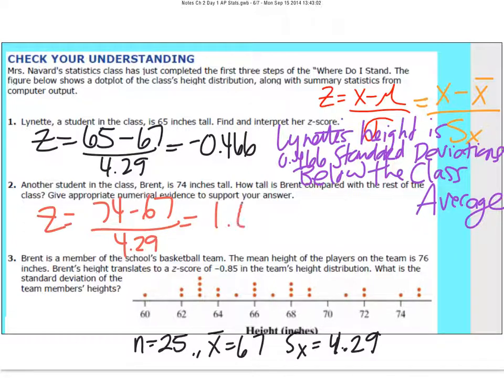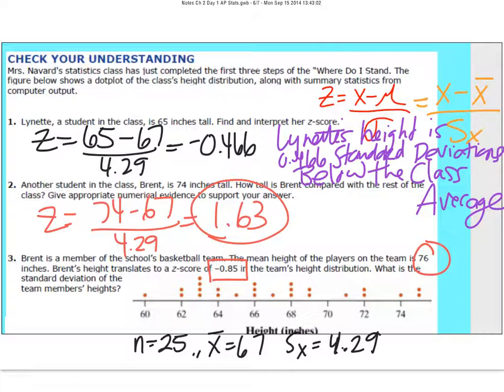His z-score is going to be 1.63. So if we look at that, he is 1.63 standard deviations above the class average in terms of height. The last question here: Brent's a member of the school's basketball team. The mean height of the players on this team is 76 inches. Brent's height translates to a score of negative 0.85. What is the standard deviation of the team members' heights?